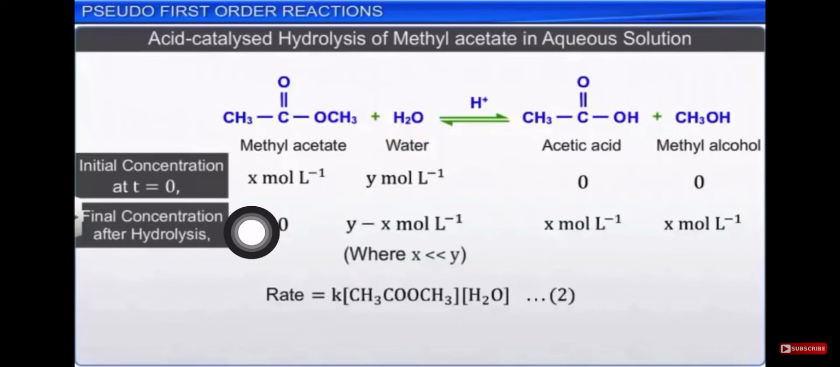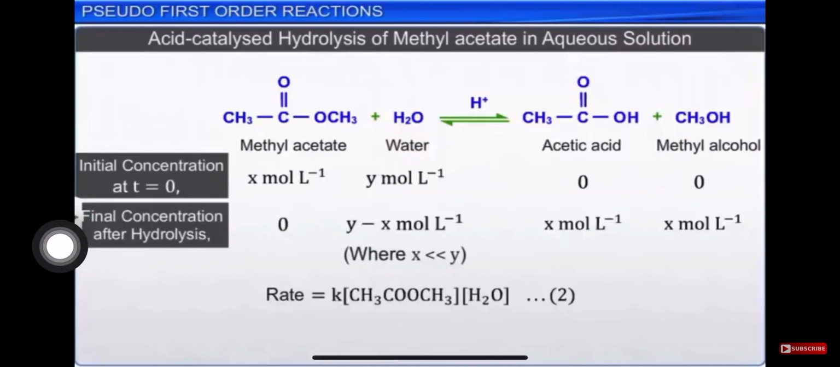Let us see. Initially at time 0, we know that our reactants are maximum. We have taken X mole of this and Y mole of this, and we are having 0 moles of product at time t equals 0. But finally, reactant 1 will become 0. We have seen that as time proceeds, the reactant decreases and the product increases, right?